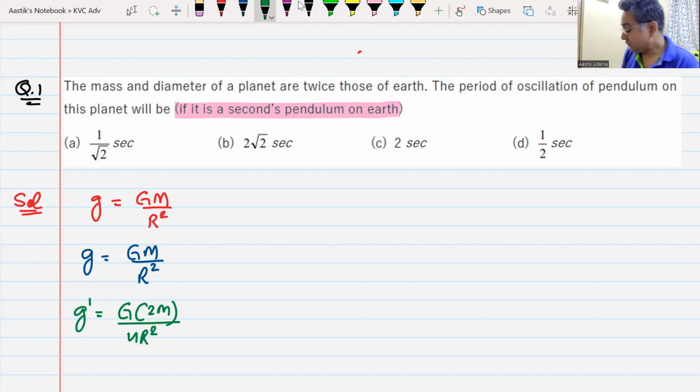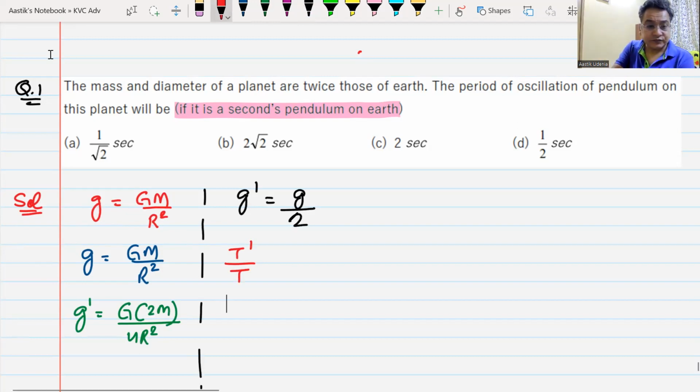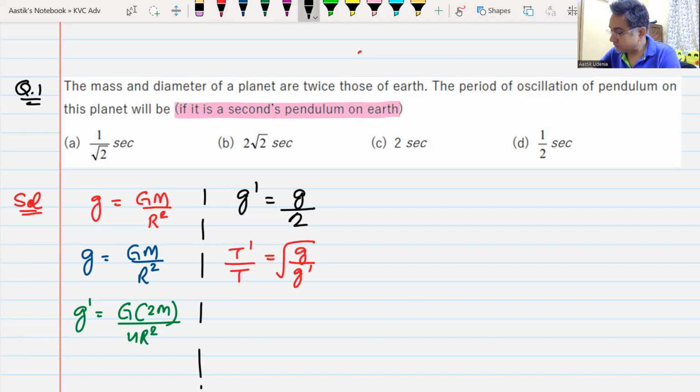So you can find out the ratio of g and g dash. g dash is g divided by 2. Now I can write T dash divided by T, the time period on that planet divided by T, will be equal to the inverse ratio, root of g divided by g dash. So T dash divided by T is root 2.